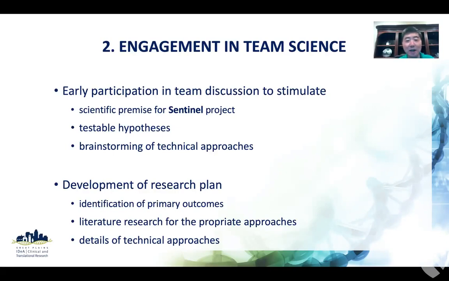Then you have to develop the research plan and identify the primary outcomes. Jenna gave me a list of outcomes, and I tried to find the most sensible outcome that can address the question. Because this is about early detection of somebody who might be sick based on physiology data, it's not so trivial. So I did quite a bit of research.